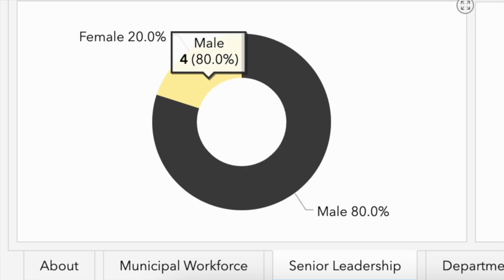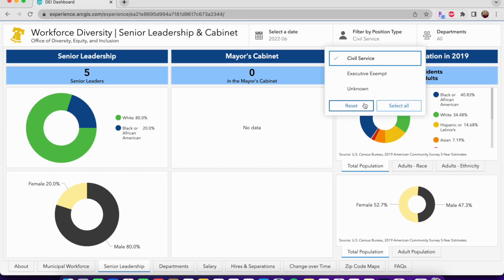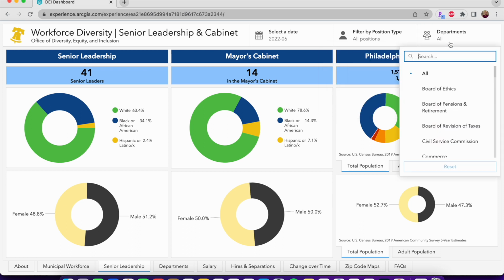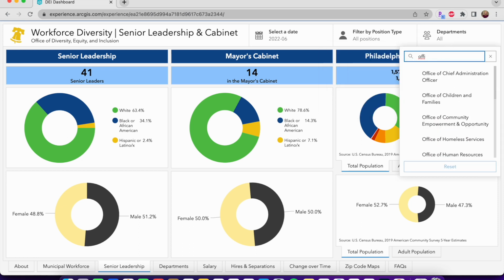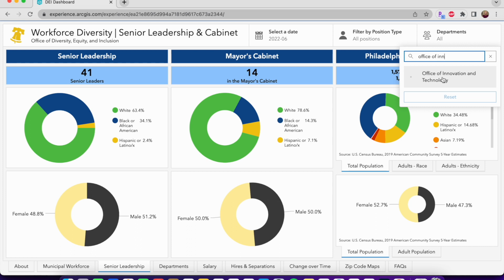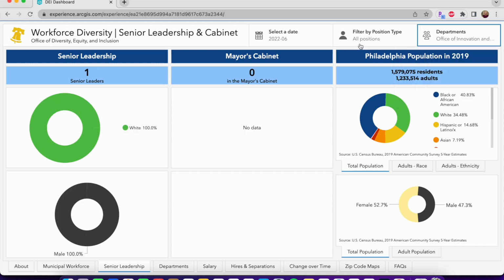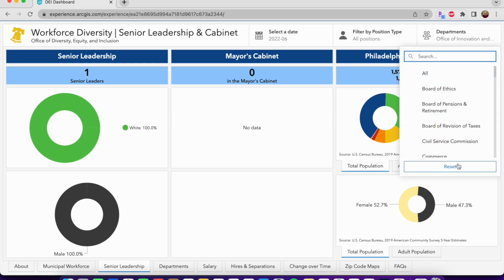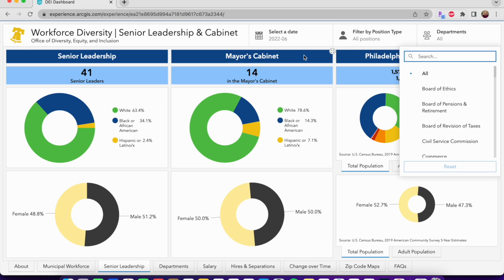And then if we want to look at certain departments, you can type in the department you're looking for. We'll look at the Office of Innovation and Technology, click it, and we can see that the Office of Innovation and Technology has one senior leader. That is a white male. He does not serve in the mayor's cabinet. And then you can click reset if you want to see all of the data again.